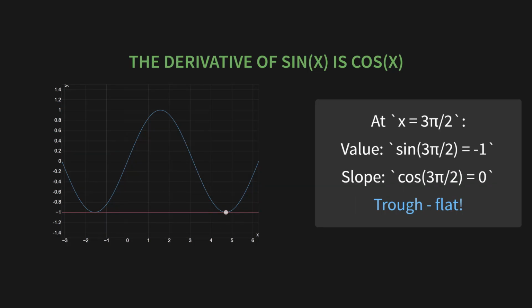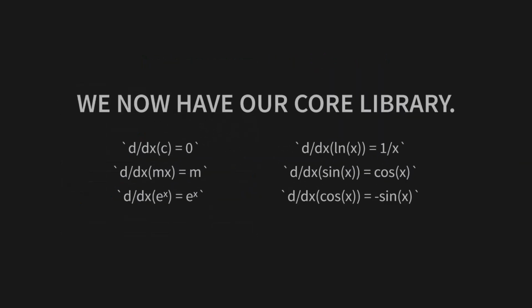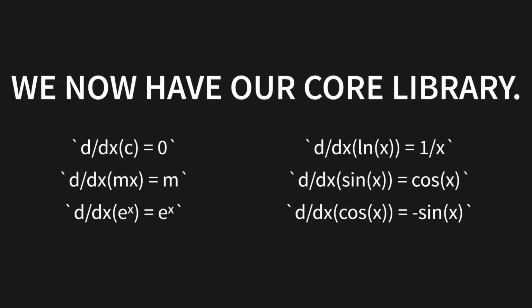X equals 3 pi over 2. The value sine of 3 pi over 2 is negative 1. But again, it's a trough, so it's momentarily flat. The slope is 0, and cosine of 3 pi over 2 is 0. It works perfectly. We now have our core library, our essential spellbook. These are our building blocks for everything that comes next.